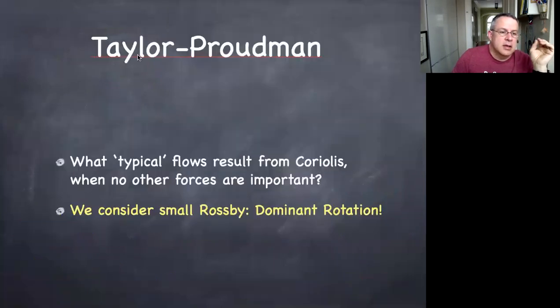Okay, the Taylor-Proudman theorem. This is named after two early 20th century scientists, Taylor and Proudman, who were interested in how rotating tanks and rotating fluids in the atmosphere and ocean worked. What this tells you about is what typical flows result from the Coriolis force when there are no other forces important. And so we're going to consider the small Rossby limit where rotation is dominant.